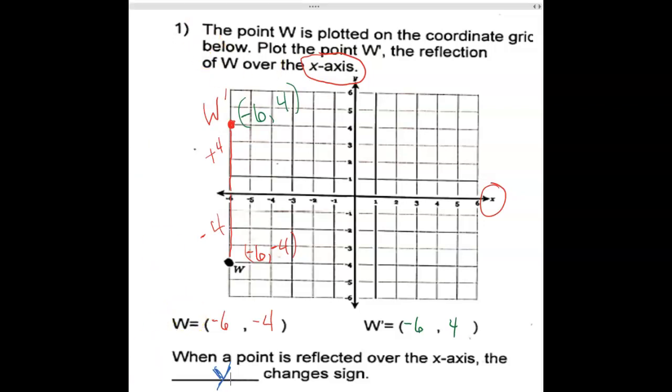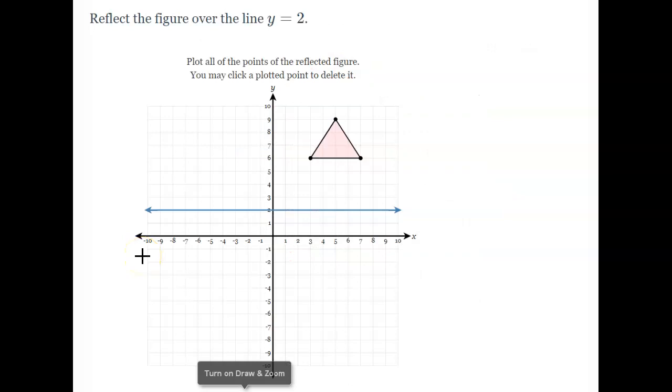Let's look at another example. Okay, let's look at another problem. This one is the 9th one on the assignment. So this one says to reflect the figure over the line y equals 2. Okay, so what does that mean? First of all, you want to notice that there needs to be a line at y equals 2. So on your y-axis, a line goes across at 2. That's what the line y equals 2 means.